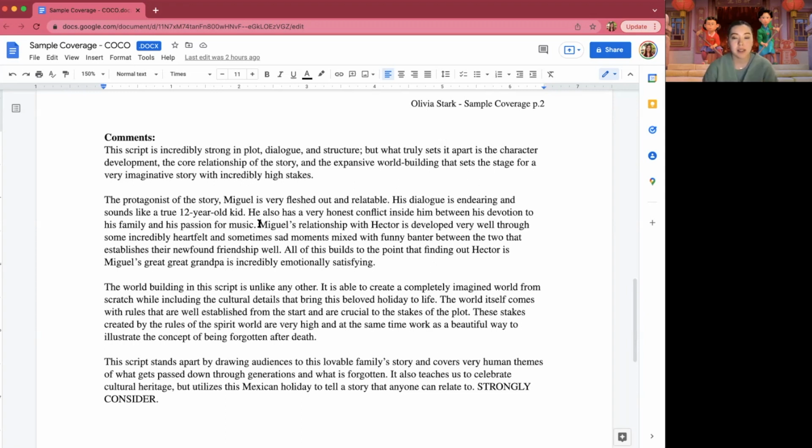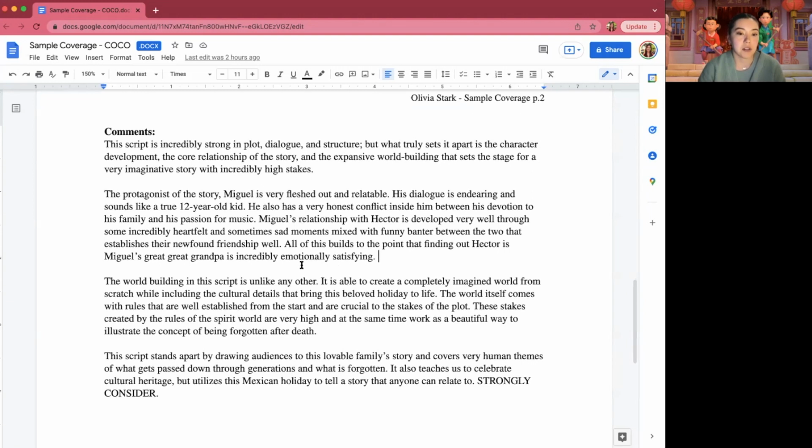So you want to be specific in this. Don't just say, oh, I thought their relationship was really good. Explain why you thought that. I thought it was because they had emotional moments together, but also their dialogue and banter between the two of them was really fun. And then I just write that all of that builds up to finding out that they're related. And that build up of the relationship makes that moment really emotionally satisfying. So those are all positive things that I liked.